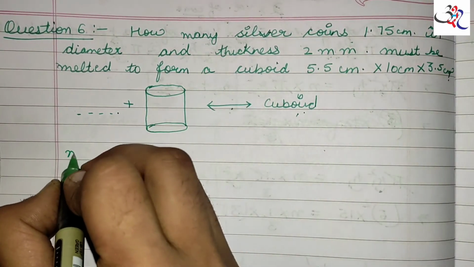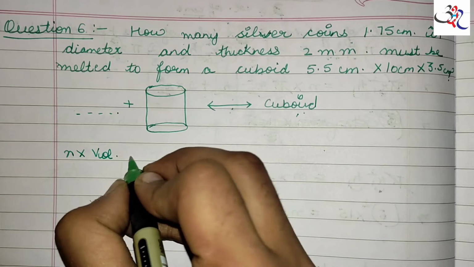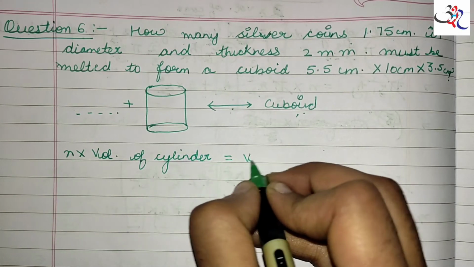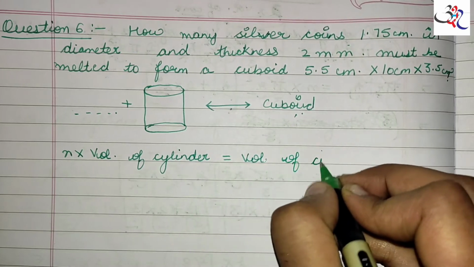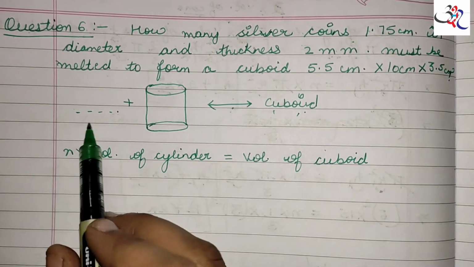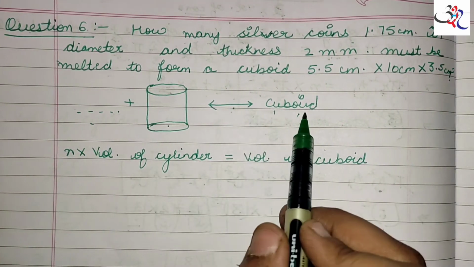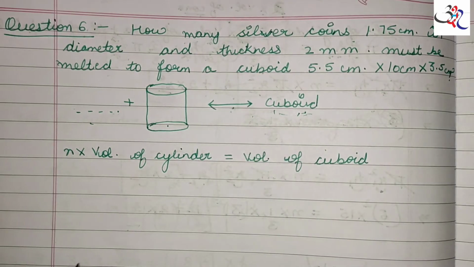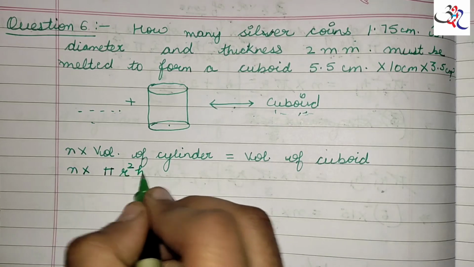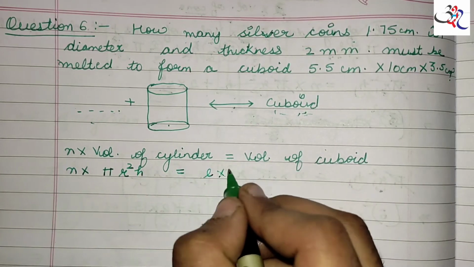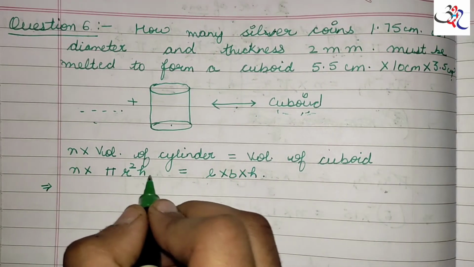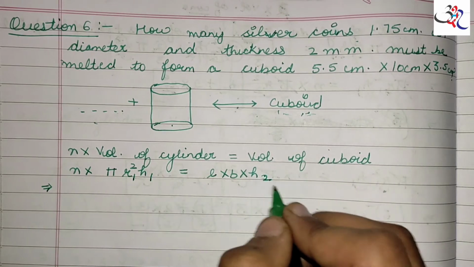So what will we do? We will write down that n into volume of cylinder is equal to volume of the cuboid, because one shape is being converted to another shape. So simply we will use n into volume of cylinder is equal to volume of the cuboid. So write down the formulas. Formulas are what? N into pi r square h. Volume of cuboid is what? Volume of cuboid is L into B into H. So now differentiate it with R1, R2 and H1 and H2.